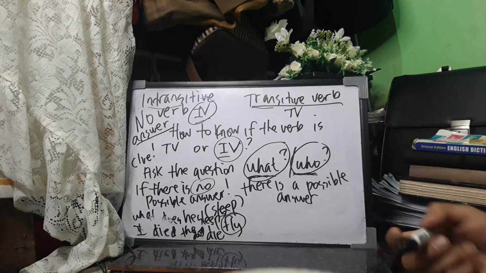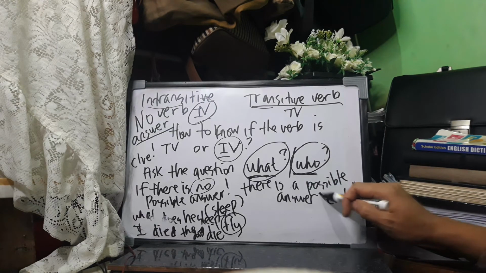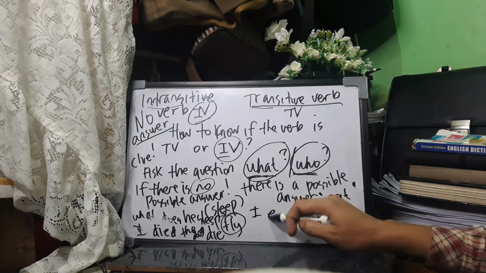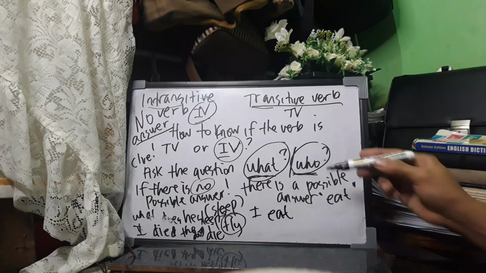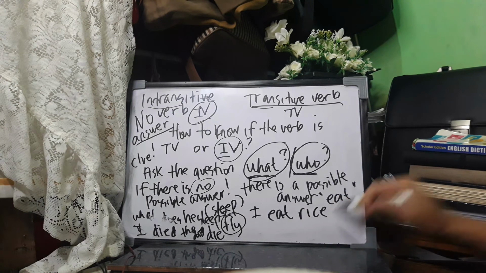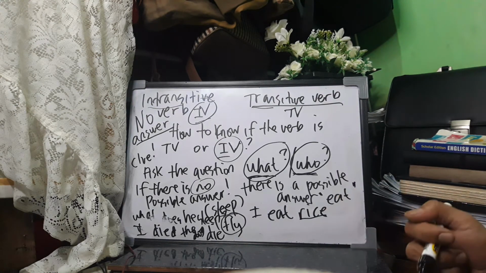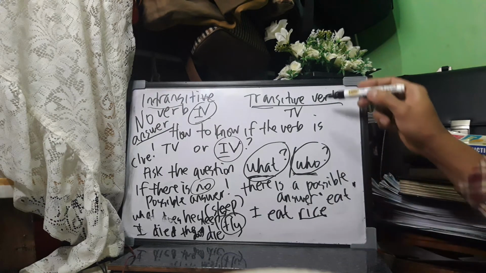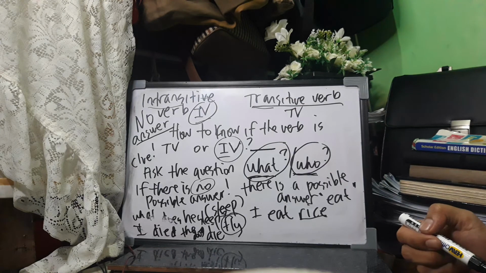Now, let's go back to the transitive verb. An example is the verb eat. I eat. What do you eat? Do you think there's a possible answer? Yes. I eat rice. So that is a transitive verb because there's a possible answer to the question what.